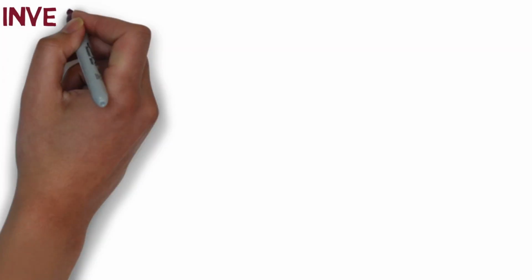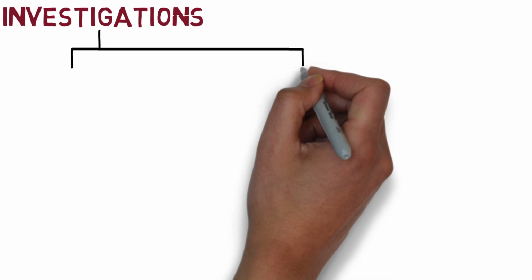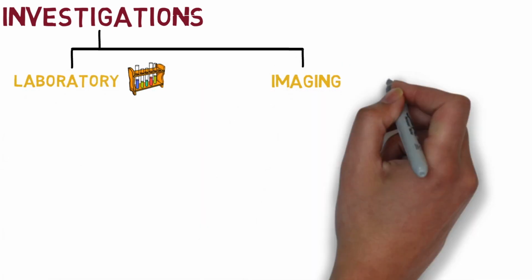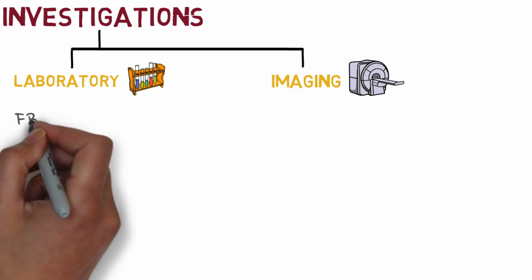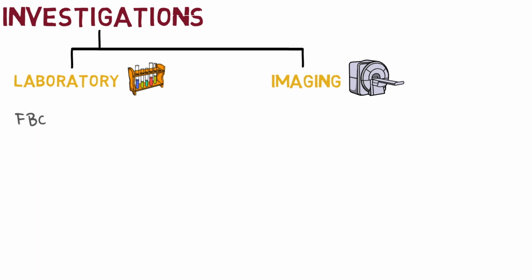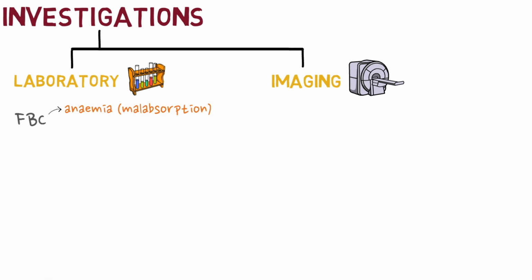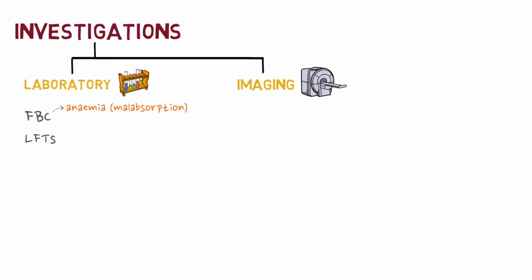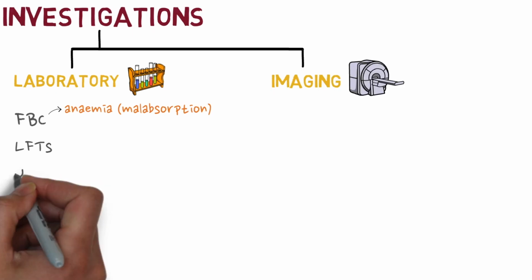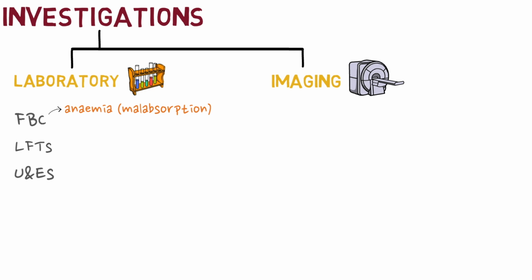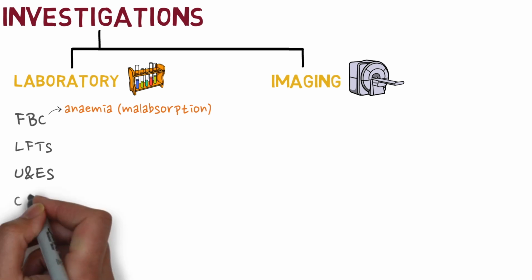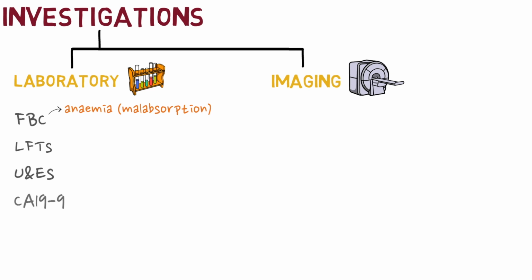After clinical history and examination, investigations for pancreatic cancer can be split into laboratory and imaging investigations. Laboratory investigations include routine bloods such as a full blood count, which may indicate an anemia due to the malabsorption associated with the pancreatic cancer, liver function tests, which may be deranged due to biliary involvement or obstruction, urea and electrolytes, which may also be deranged due to malnutrition, and checking for the presence of CA19-9.